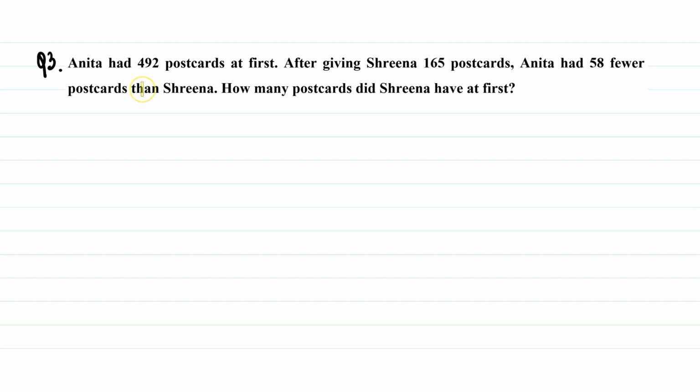Okay, let's read out the next problem. Anita had 492 postcards at first. After giving Shrina 165 postcards, Anita had 58 fewer postcards than Shrina. How many postcards did Shrina have at first? Now this involves a comparison, and if you read the question carefully, we come to know that in the end the comparison is clear. In the end, Anita had 58 fewer postcards than Shrina.